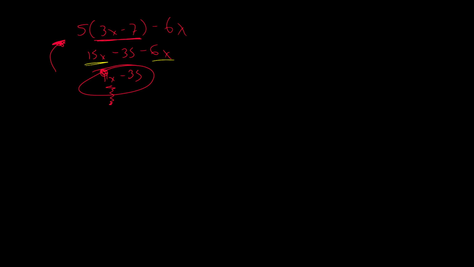All right, let's look at another one here. This one's a little bit trickier, so I'll take my time writing it here. I have 6 times 2x squared plus 4x plus 10 times 4x squared plus 3x.